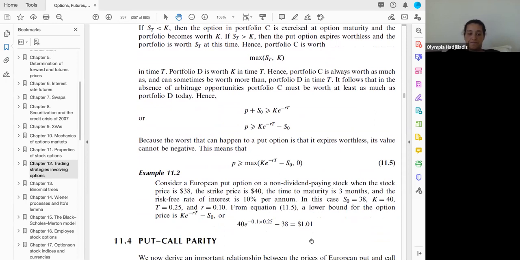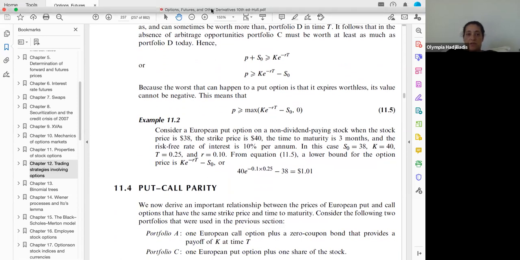So we consider a European put option on a non-dividend paying stock when the stock price is $38, the strike price is $40, the time to maturity is 3 months, and the risk-free rate of interest is 10% per annum. In this case, S0 is 38, K is equal to 40, T is equal to 0.25, and R is equal to 10%. From this equation 11.5, a lower bound for the option price is Ke^(-RT) minus S0, which is 40e^(-0.1 times 0.25) minus 38, which is $1.